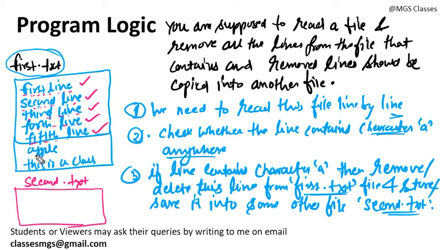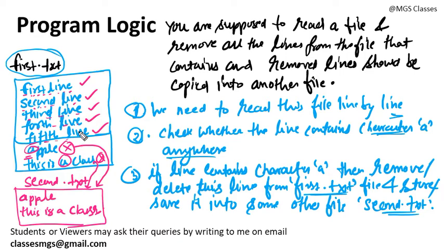Fifth line, no A, don't delete. A here found. If A is found, we need to delete this line. We need to delete this line and move this line to second.txt, apple, let's suppose. Now move to the next line. This contains A again. Okay, now we need to delete this line and move this line again into this file, and this is a class, let's suppose, like this. So like this the output is born.